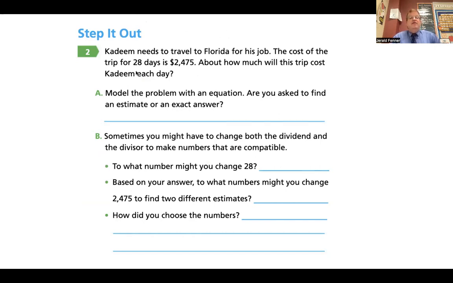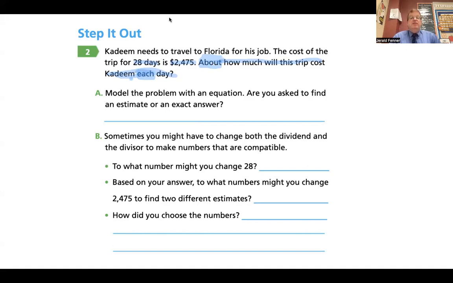Well, let's first start off by highlighting. What is the question? About how much will this trip cost Kadeem each day? Okay, the numbers. $2,475, and it's in 28 days. But it does say this word about. And there's the other key word, each. That tells us it's a division problem.